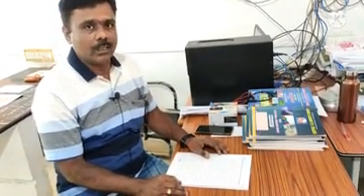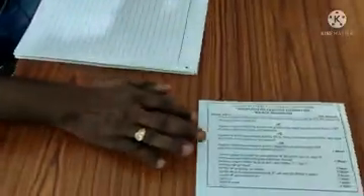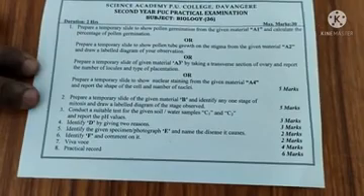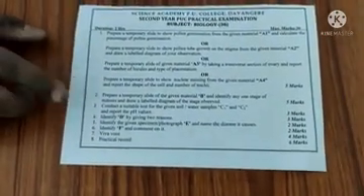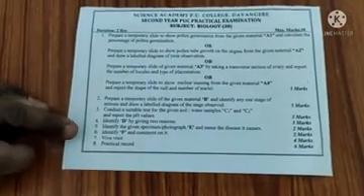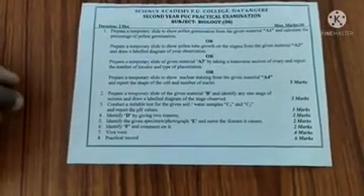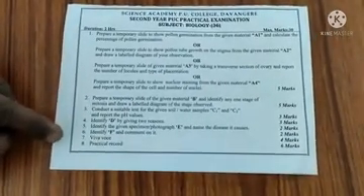Students, let us revise the biological practical examination. In your practical examination, you will have the question paper. It has 6 questions for which you have to answer, and the 7th one is Viva Voce, and the 8th one is the practical record. We have question numbers 1 to 6.